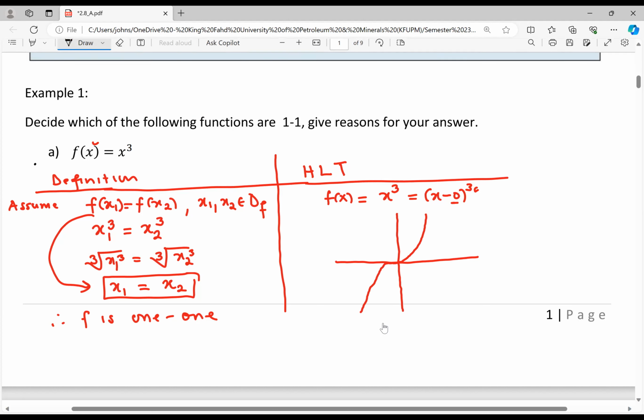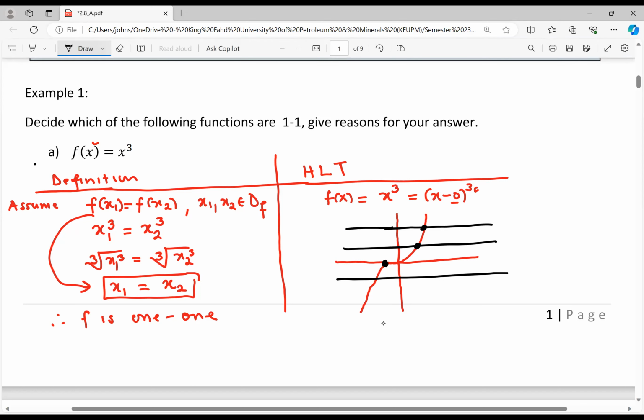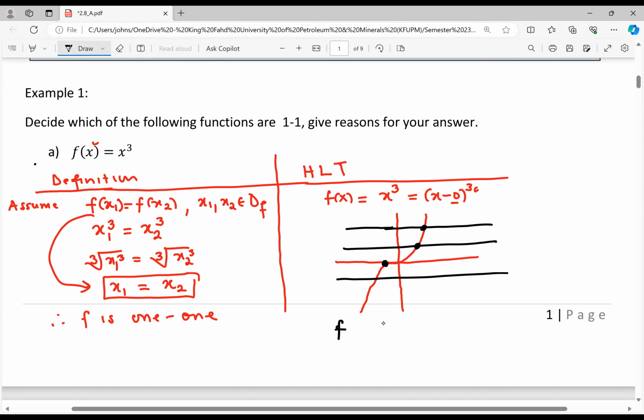Now, if you look at this, we can have a horizontal line test. Just draw a horizontal line. And you will see that irrespective of how many horizontal lines you draw here, the lines will only intersect the curve once. So we can also conclude that the function is 1-to-1. So here also we can say that f is 1-to-1.